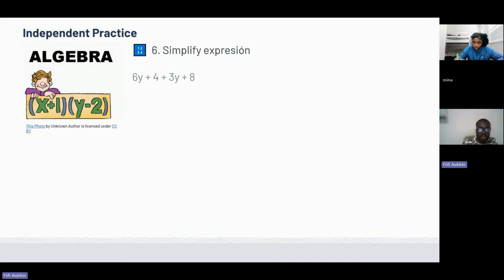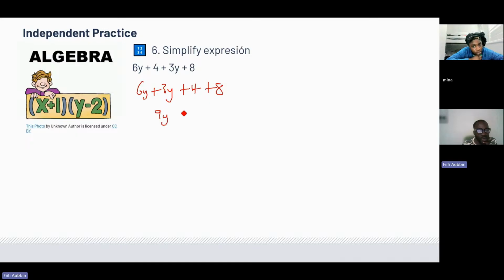Then let's look at this. 6y plus 4 plus 3y plus 8. 9y plus 10. No, not 10, 12. 12. So you need to first of all group them. 6y plus 3y, then plus 4 plus 8. So 9y plus 12. So this should be the steps. Okay? Don't miss that.